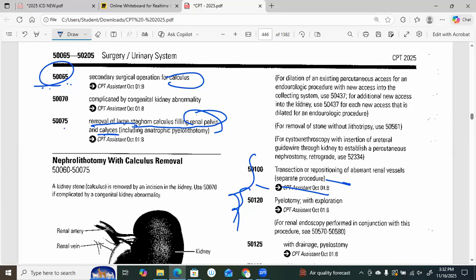Next, we have pyelotomy with exploration. What does pyelo mean? What does pyelo mean?